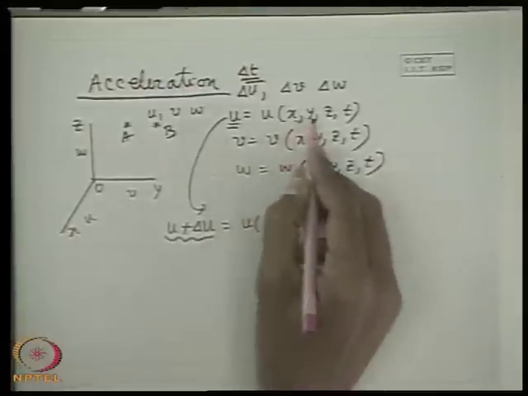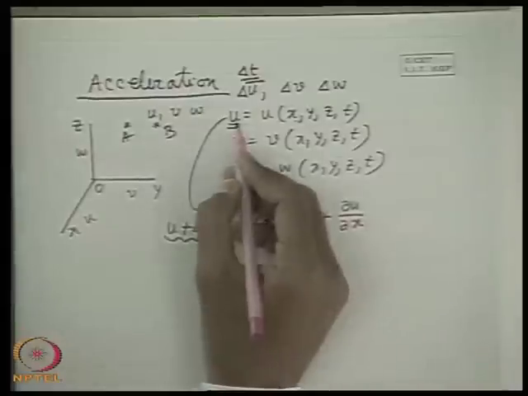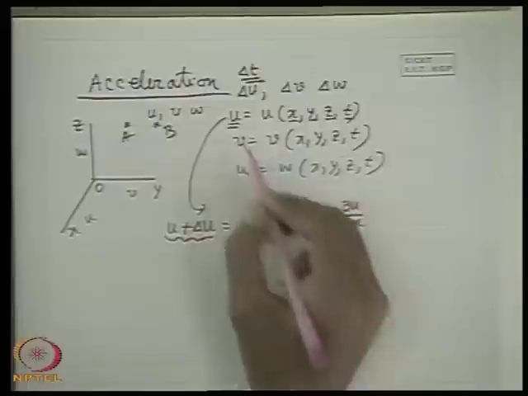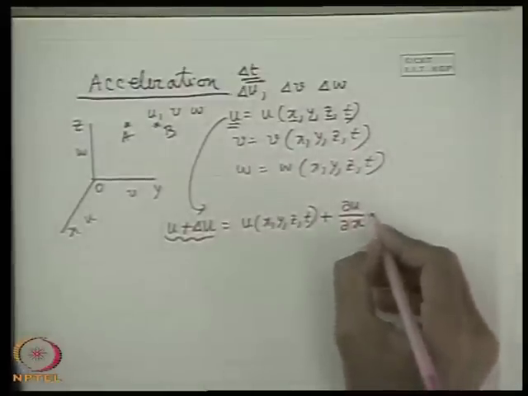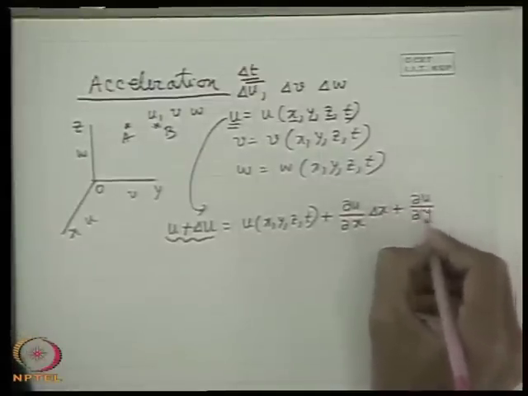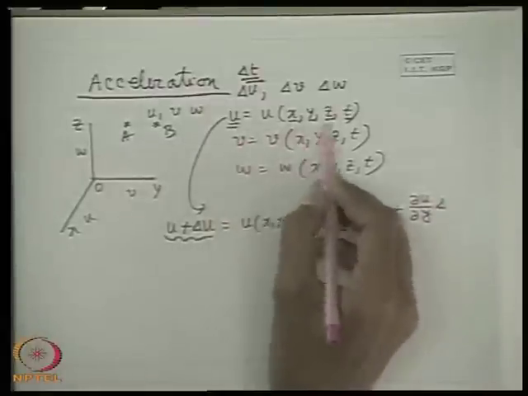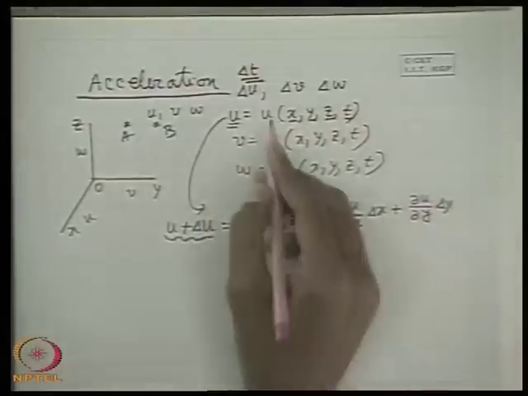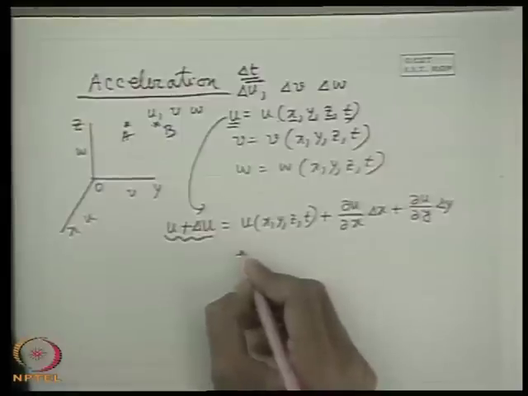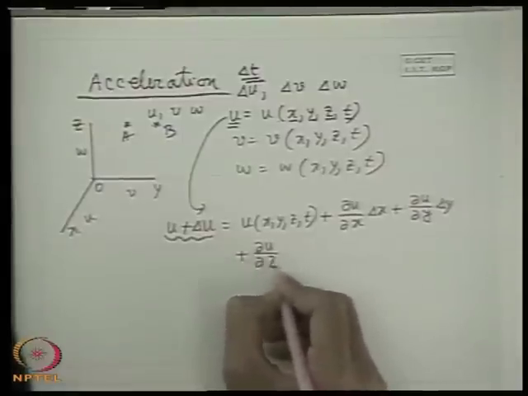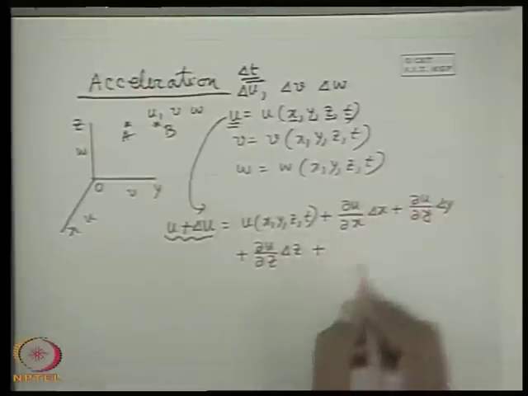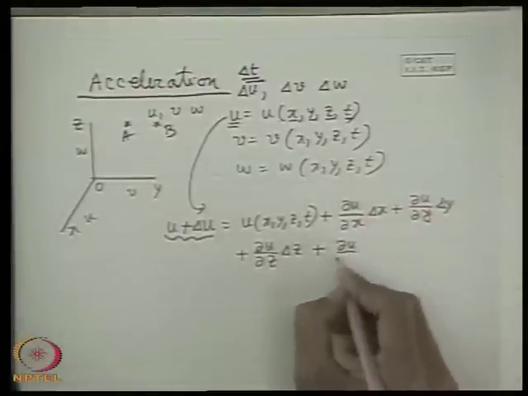Because u is a function of x, y, z and t, a change in u is caused by a change in x, y, z and t simultaneously. These are the independent variables defining this function. So, del u del x times delta x, plus, this is simple Taylor series expansion. That means a dependent function changes due to the change of its independent variables simultaneously, plus del u del y times delta y, plus del u del z times delta z, plus del u del t times delta t.